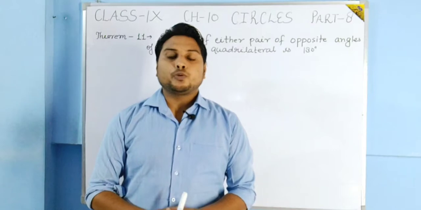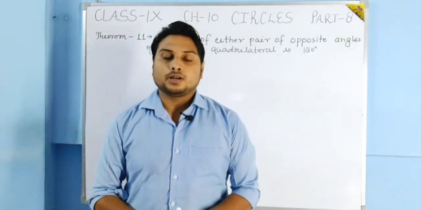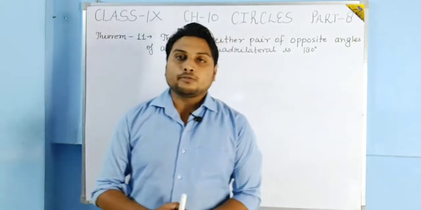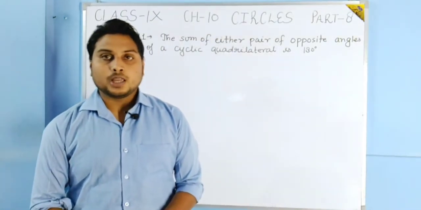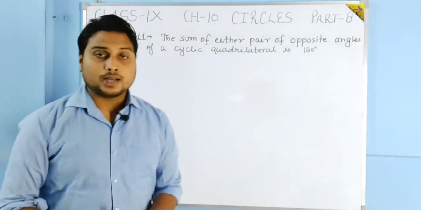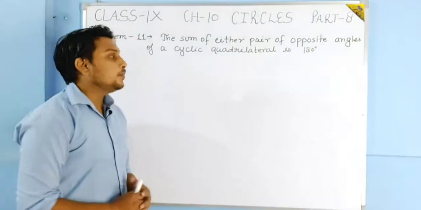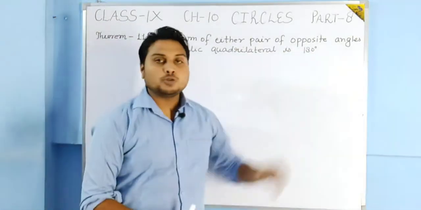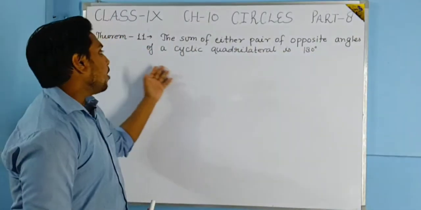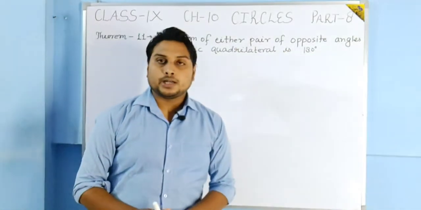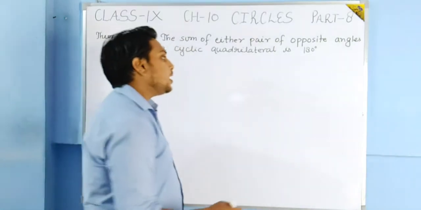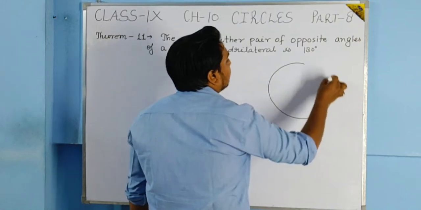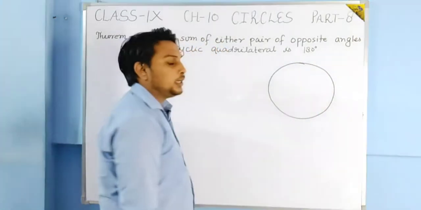Friends, coming to the properties of a cyclic quadrilateral, we'll see the properties in the form of theorems. The first property of a cyclic quadrilateral is theorem number 11. The theorem: the sum of either pair of opposite angles of a cyclic quadrilateral is 180 degrees. In simple language, the opposite angles of a cyclic quadrilateral sum to 180 degrees.